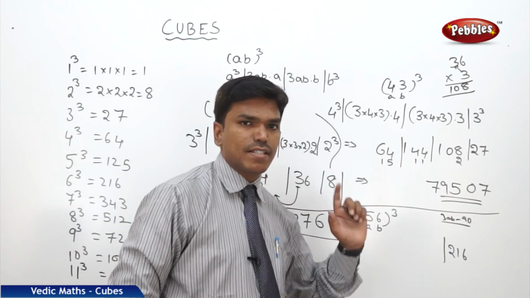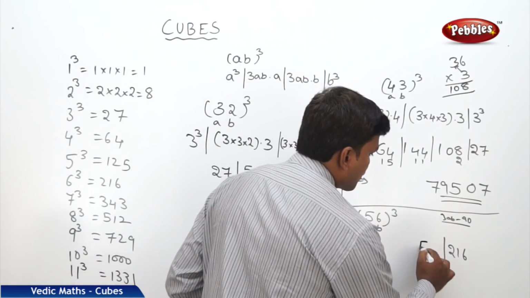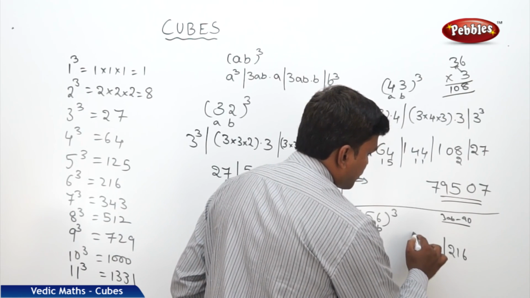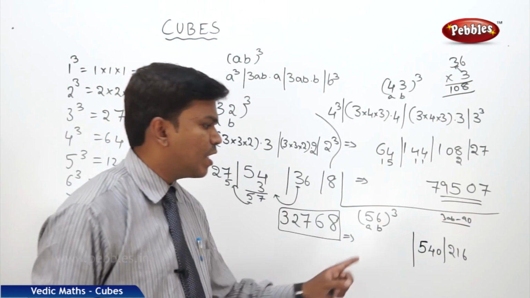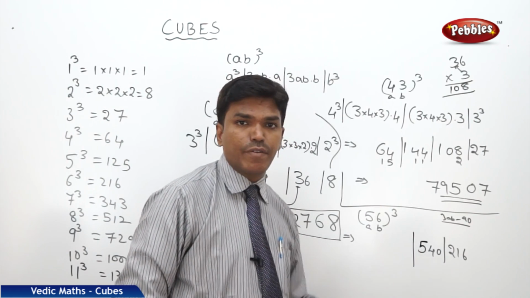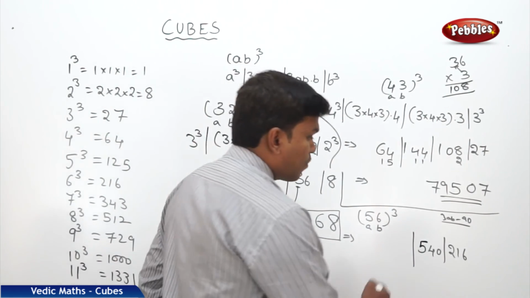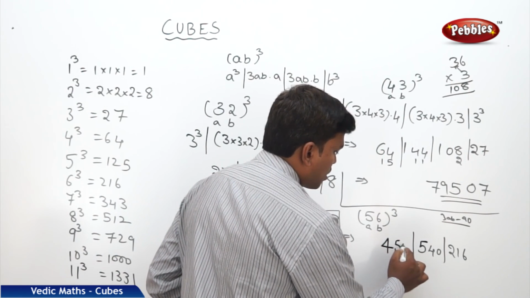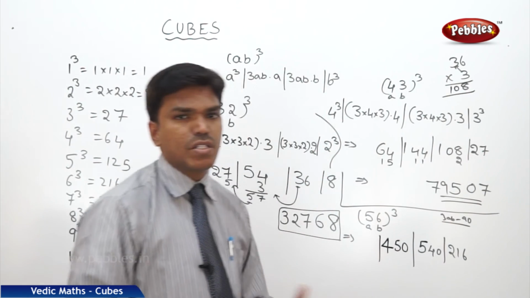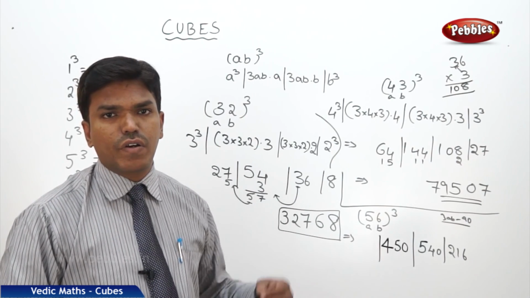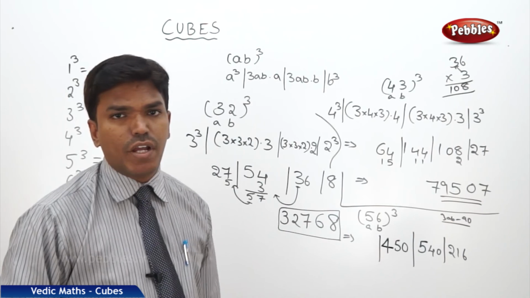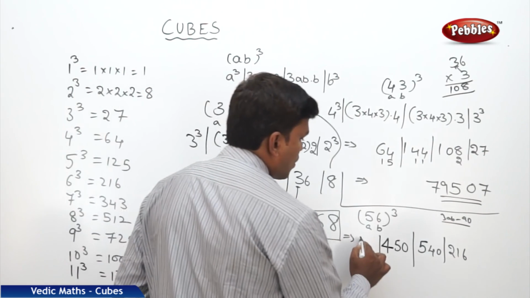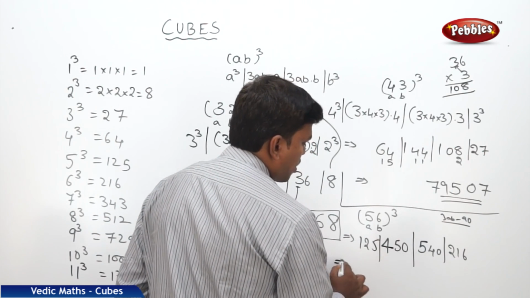Okay, now 3ab into B, the second step from the right side. 90 into 6. So 90 into 6 is how much? 540. Okay, next 3ab I already know. So 3ab into A, that is 90 into 5. 90 into 5 is how much? 450. Next, what is the last step from the right? Or first step from the left? A cube. What is A cube? A means 5. So 5 cube is 125.